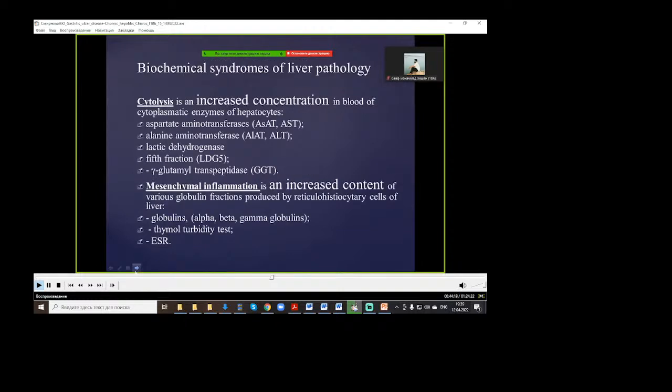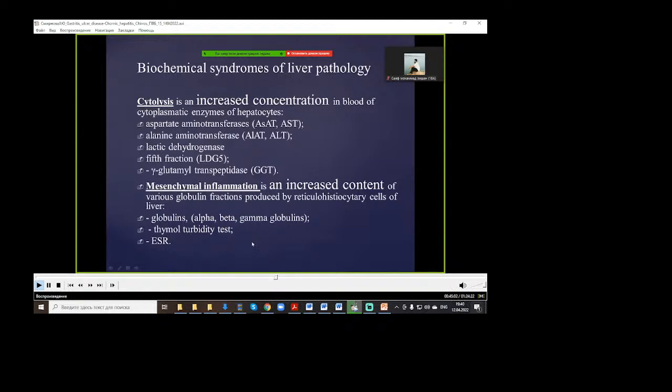Next syndrome, cytolysis, is an increased concentration in blood of cytoplasmic enzymes of hepatocytes due to necrosis of hepatocytes, due to damage of hepatocytes. That is why aspartate aminotransferase AST, alanine aminotransferase ALT, lactic dehydrogenase, its fifth fraction, and gamma glutamyl transpeptidase will be increased. And the last biochemical syndrome, mesenchymal inflammation.